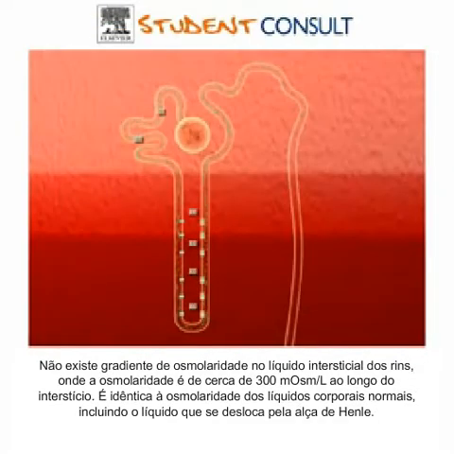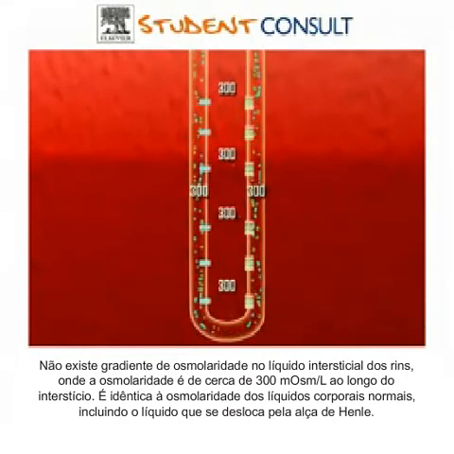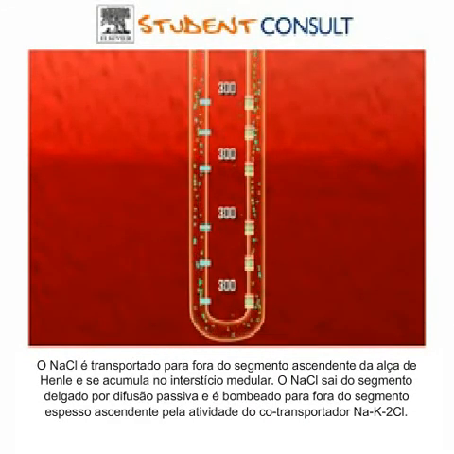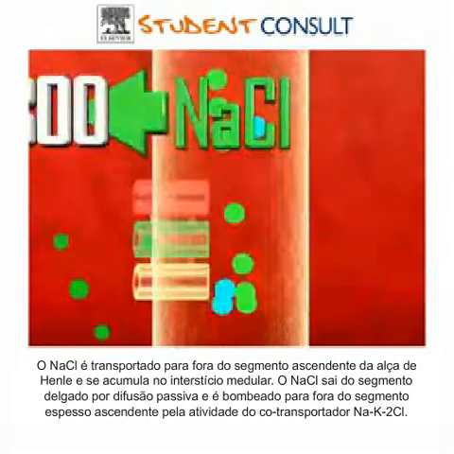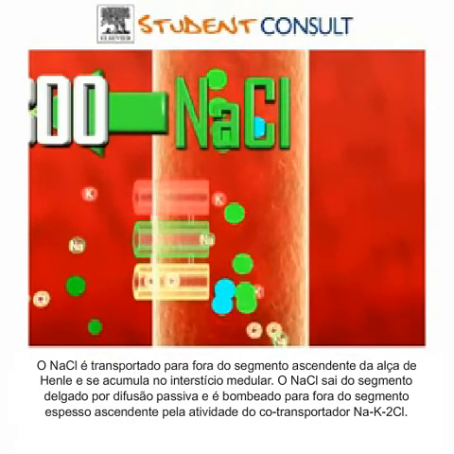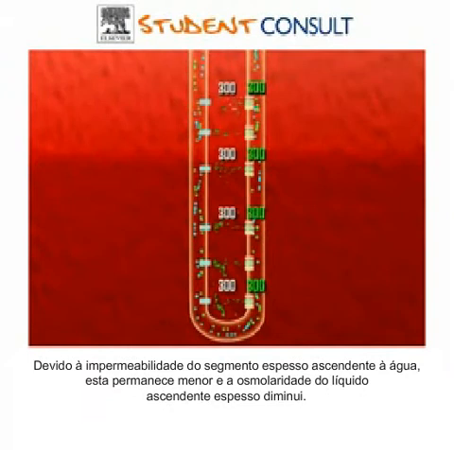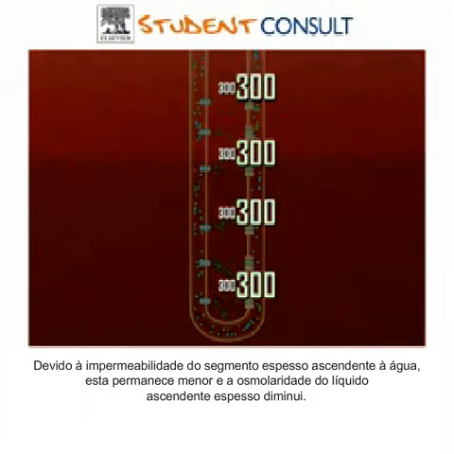There is no initial osmolarity gradient in the kidney's interstitial fluid, where the osmolarity is identical to that of normal body fluids. The first step involves sodium leaving the ascending limb, either by passive diffusion in the thin ascending limb or by the NKCC2 cotransporter in the thick ascending limb. Because the thick ascending limb is impermeable to water, water stays behind and the osmolarity of the thick ascending fluid decreases.